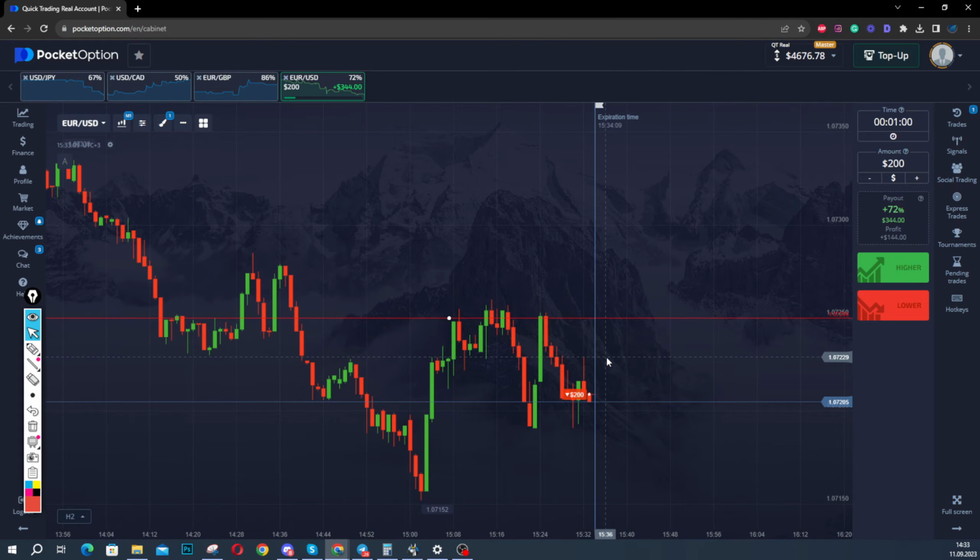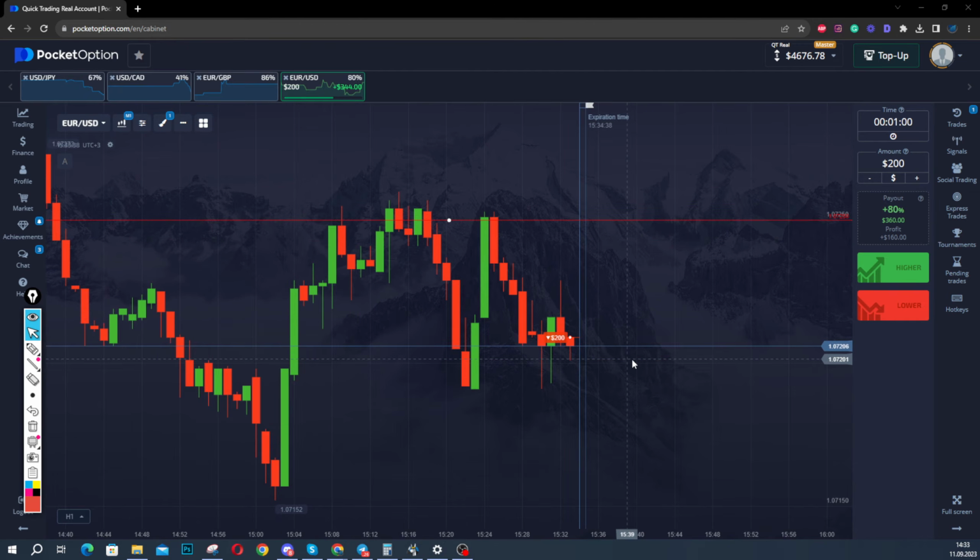You see this? Even if we got the wick here, the market is dropping. This one is very important. We got our 80% win. Yeah, and this is basically the system, the secret behind it.